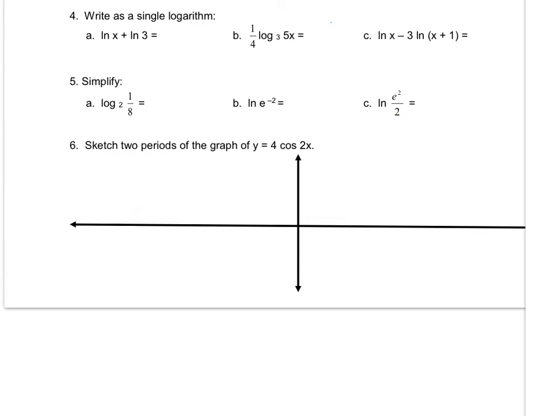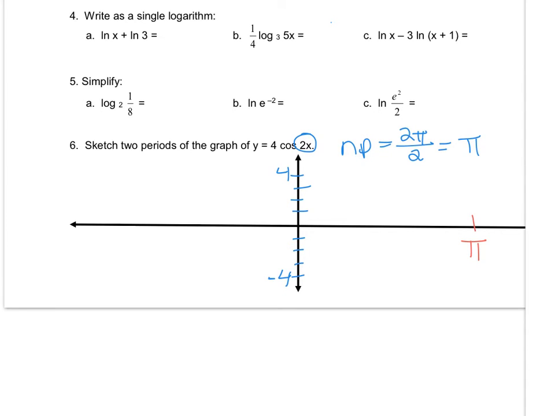All right, and lastly, for sketching 2 periods, first I'm going to start with the amplitude. And I see that the amplitude is 4, so I'm going to go 4 up and 4 down. And then I need to figure out what my new period is. So the new period is always 2 pi over the B value. So that gives us a period of pi. So on my x-axis here, I'm going to go out to pi.